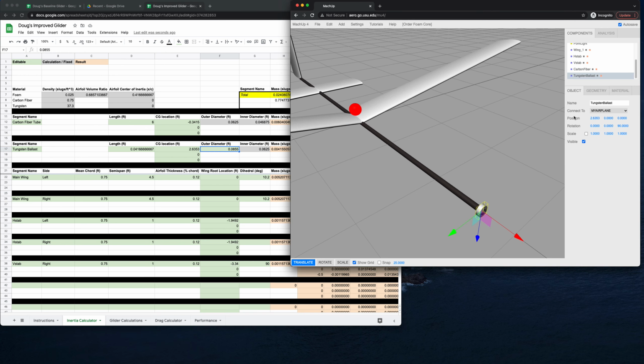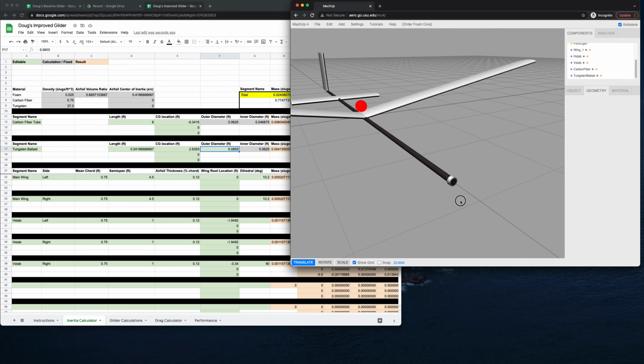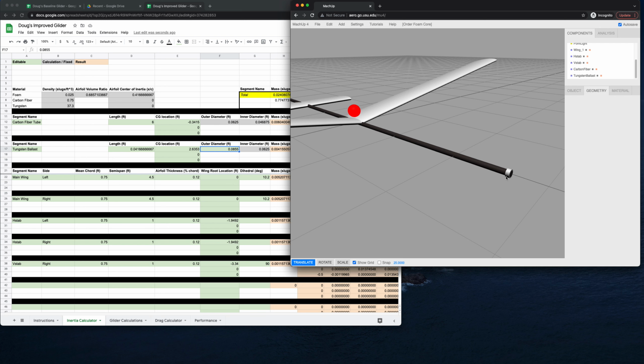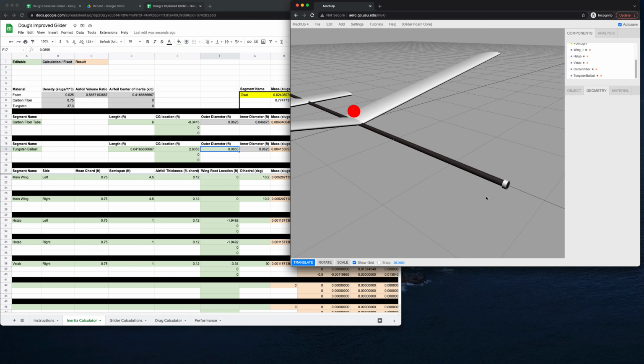And I think this is going to ask for a radius, right, for this. So the radius, half of 0.0855, is 0.0427. So this is what that looks like now, 0.0427. So I've just got a little tiny thing sitting out here. Like I said, I just moved this forward and decreased the weight.